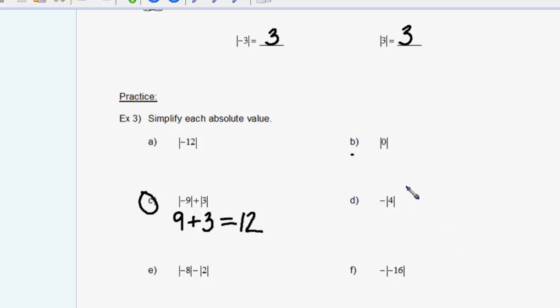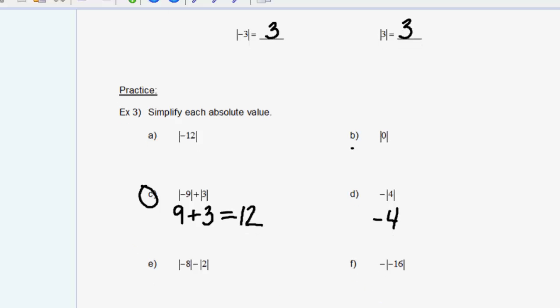Now this one, this negative sign is on the outside of my absolute value. So you're going to just bring that down. And then when it asks you for the absolute value of 4, well, the answer to that is just 4. But my final answer is going to be negative because this negative had to be brought down from my original answer. Okay? You should be able to try the rest of these on your own and check your answers.